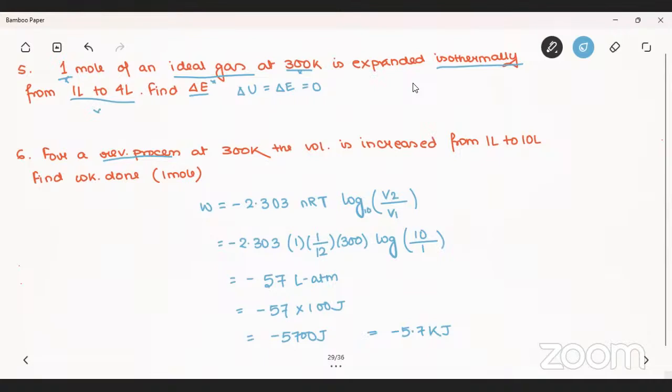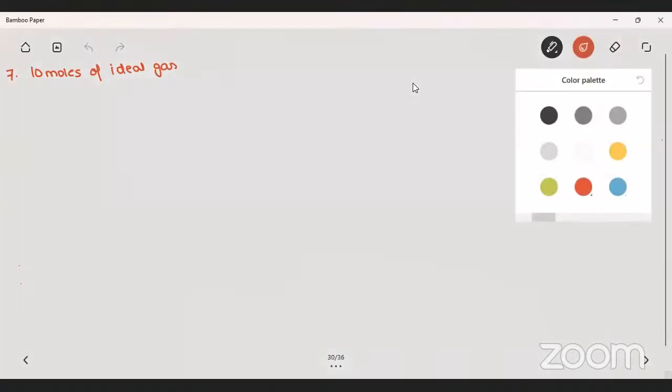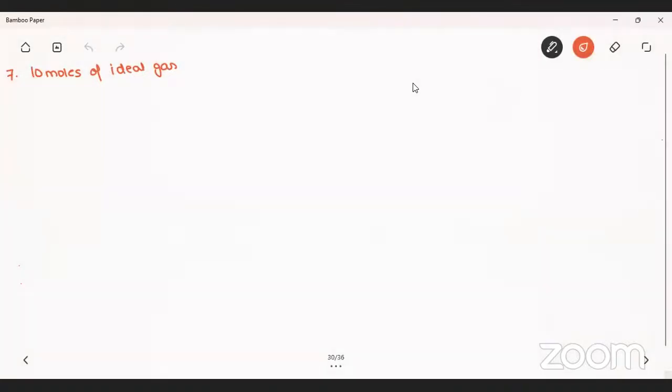Okay, ma'am. Can we move to next? I have not written this question. This question is an IIT question. 10 mole of an ideal gas. And I don't know if this is a physics question or your chemistry question. Maybe your physics sir will be teaching you this too. But let's just solve.